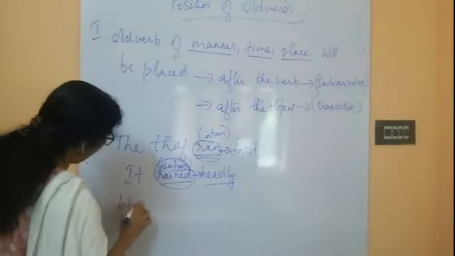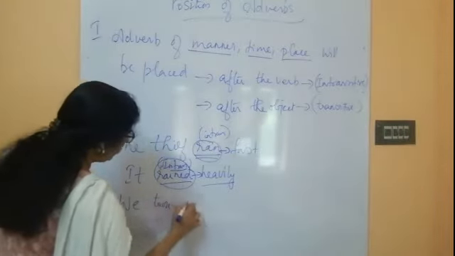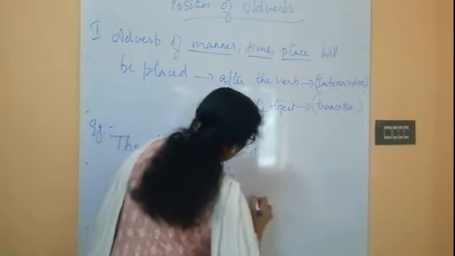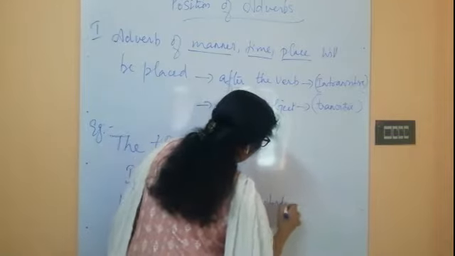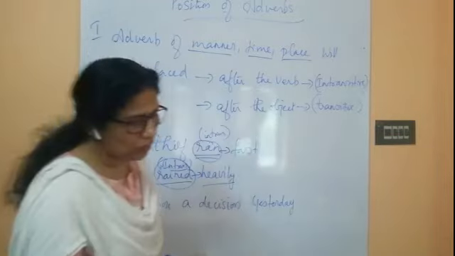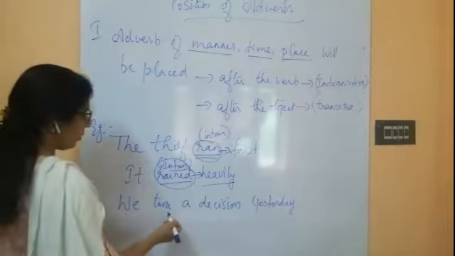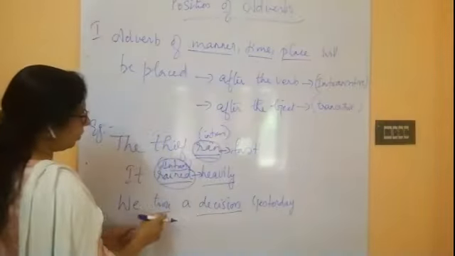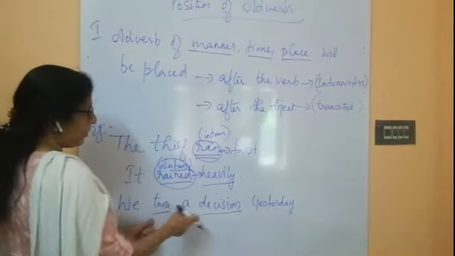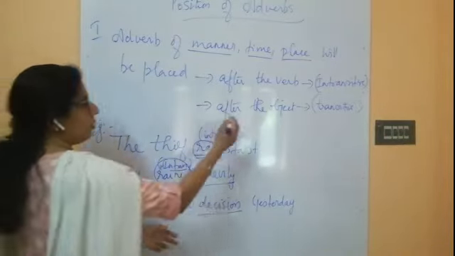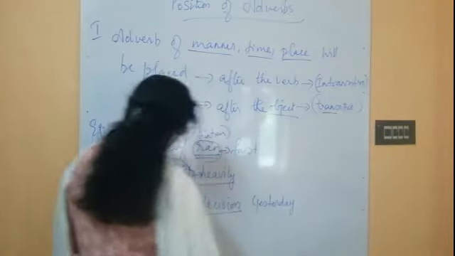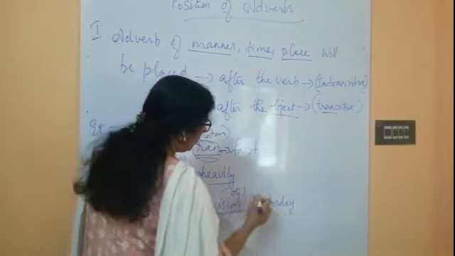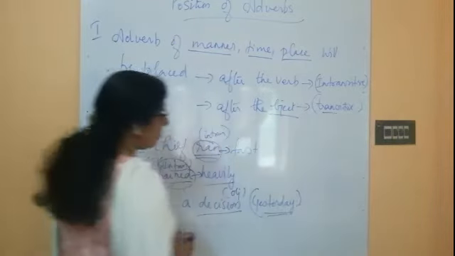We took a decision yesterday. So here we can see that the object, decision, is there. We took what? We took a decision. So after the object, if the verb is transitive, and this is a transitive verb, that is why the adverb is placed after the object.